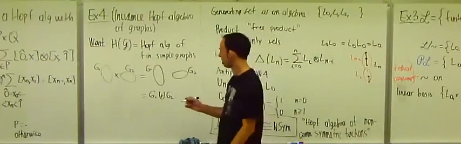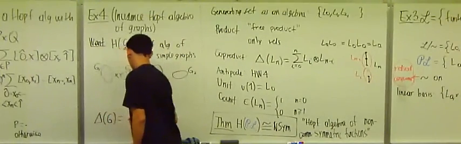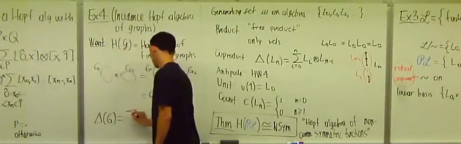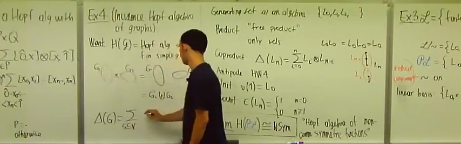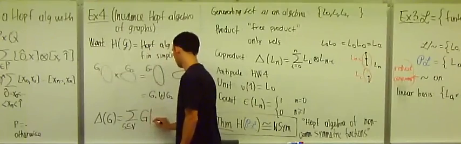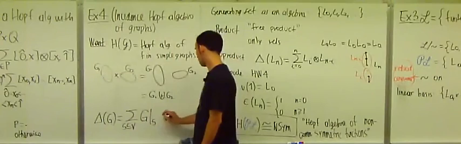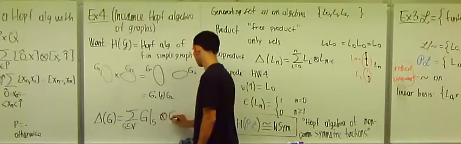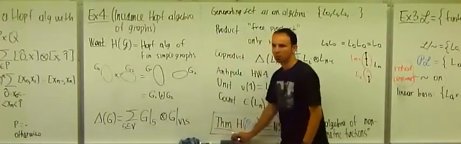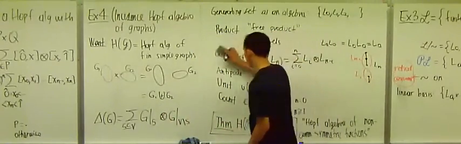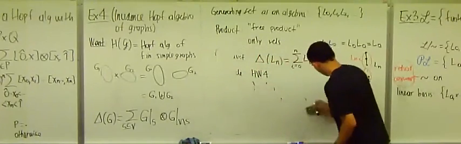And the coproduct is that you look at all the subsets of your vertex set, and then you restrict the graph to the vertices in S, tensor, you restrict the graph to the vertices not in S. And so I want to recover this from the point of view of incidence Hopf algebras.